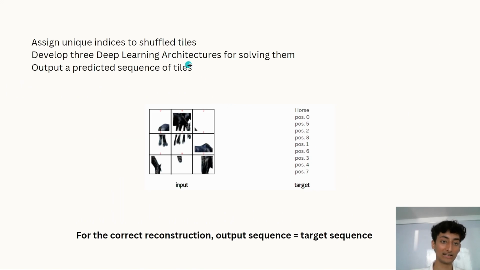Then we assign unique indices to the shuffled tiles that we have, and then we have developed 3 DL architectures for solving them to output a predicted sequence of tiles.